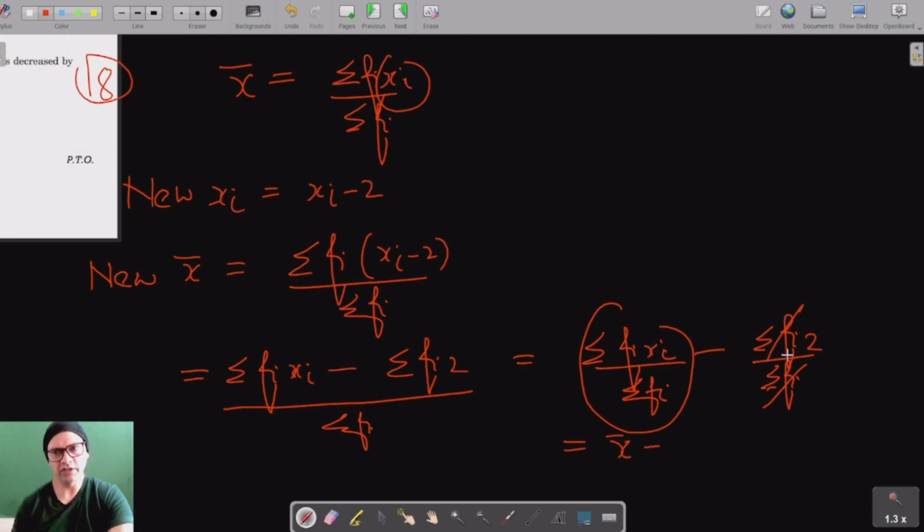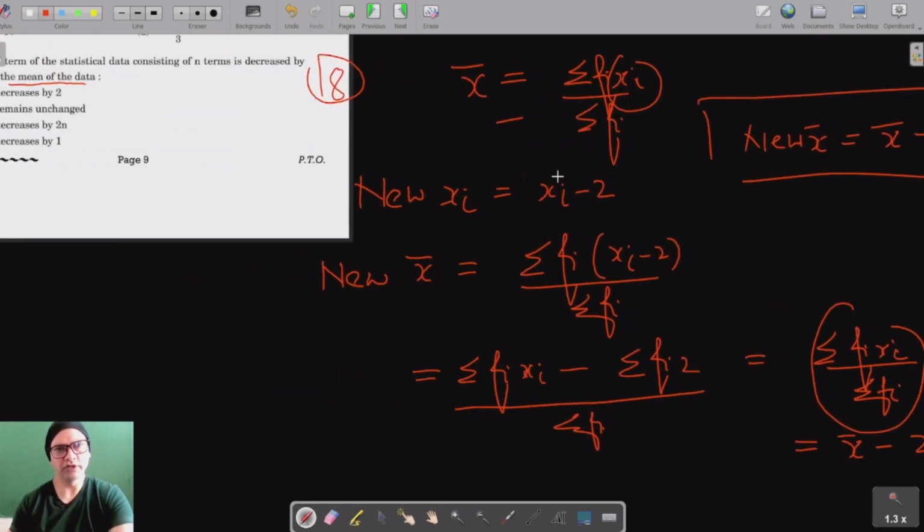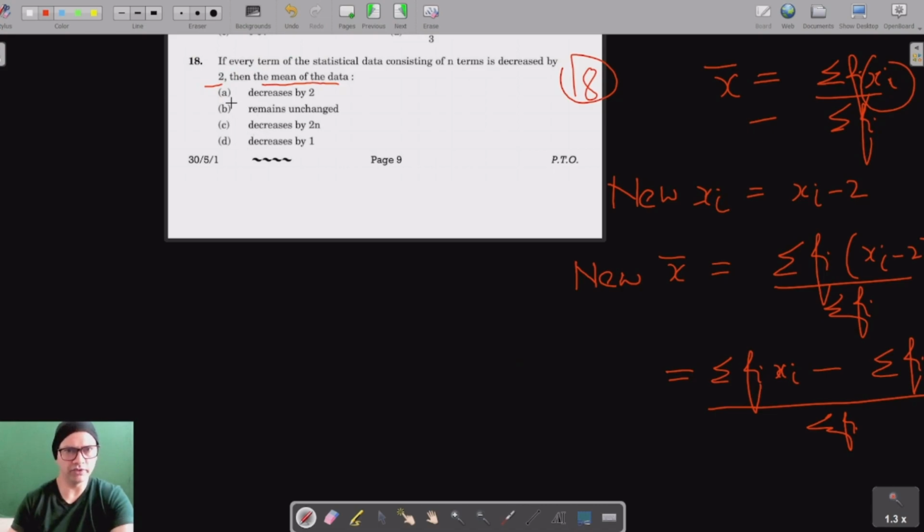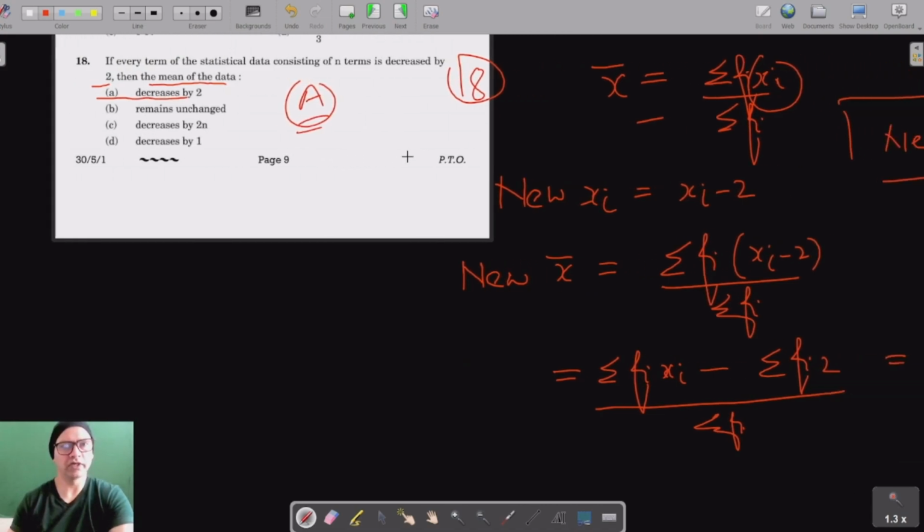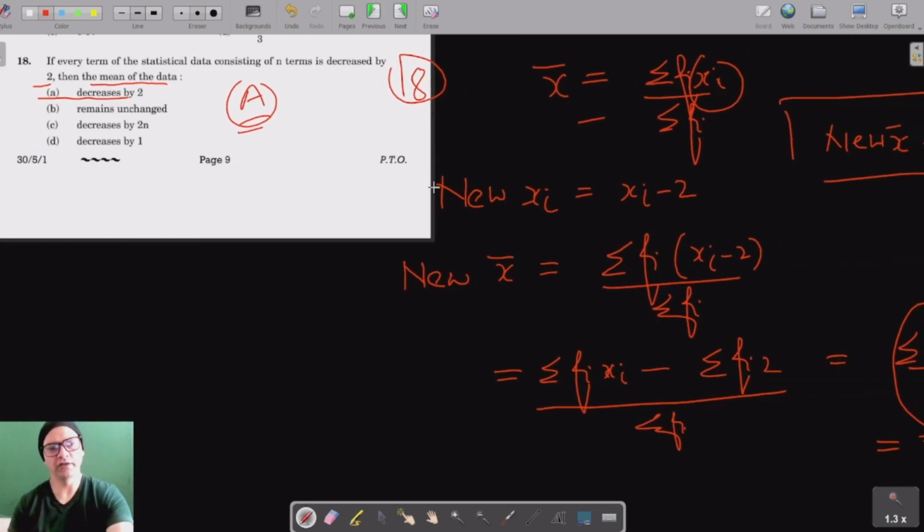So this is the mean, and we are left with 2. So the new mean is equal to the original mean minus 2. That means the mean also decreases by 2. So option A is the correct answer for question number 18. Let's move on to question number 19.